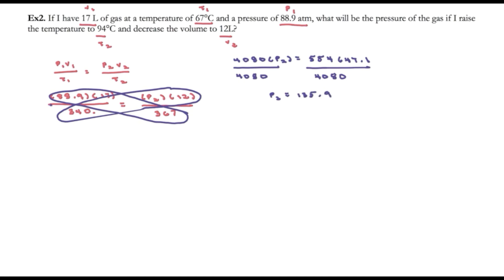Keep in mind, 88.9 has 3 sig figs, 17 has 2 sig figs, 340 has 3, 12 has 2, 367 has 3, so I want 2 sig figs. So this is just going to round to 140. Let's figure out what my units are. Well, the units for pressure for P1 are atmospheres, so P2 must also be in atmospheres.